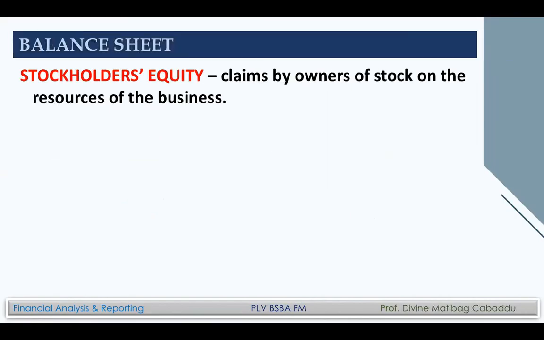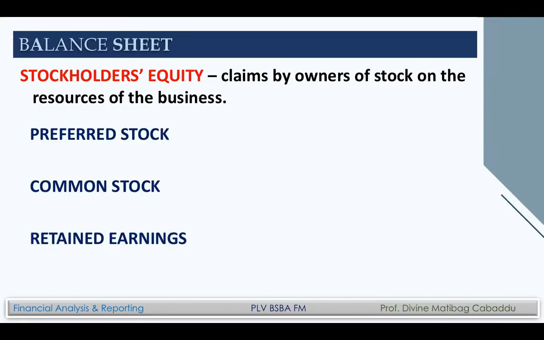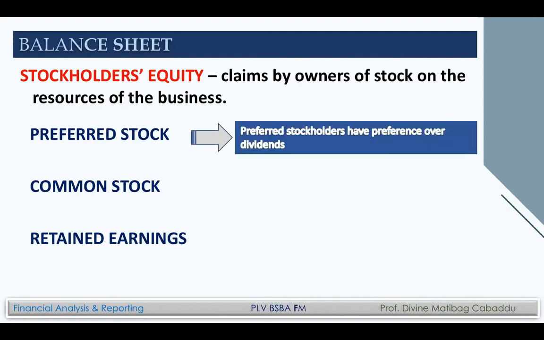Okay, and last but not the least, under the balance sheet, so you have your stockholders' equity. Basically, these are claims by owners of stock on the resources of the business. So equity talks about ownership. Okay, so for example, kasama dyan yung preferred stock, common stock, treasury stock, additional paid-in capital, and retained earnings. Pag sinabing preferred stock, this is very common, no? Yung preferred stock and common sa mga corporation.